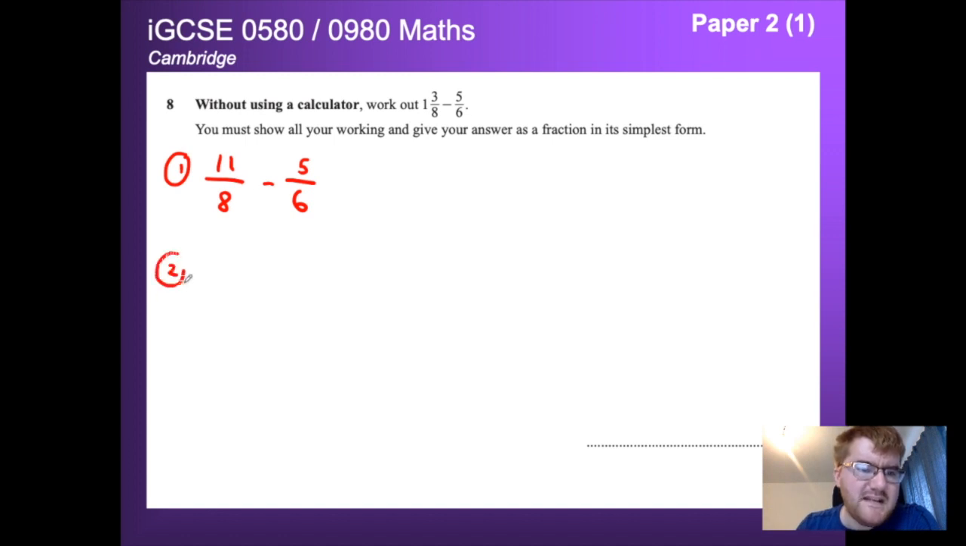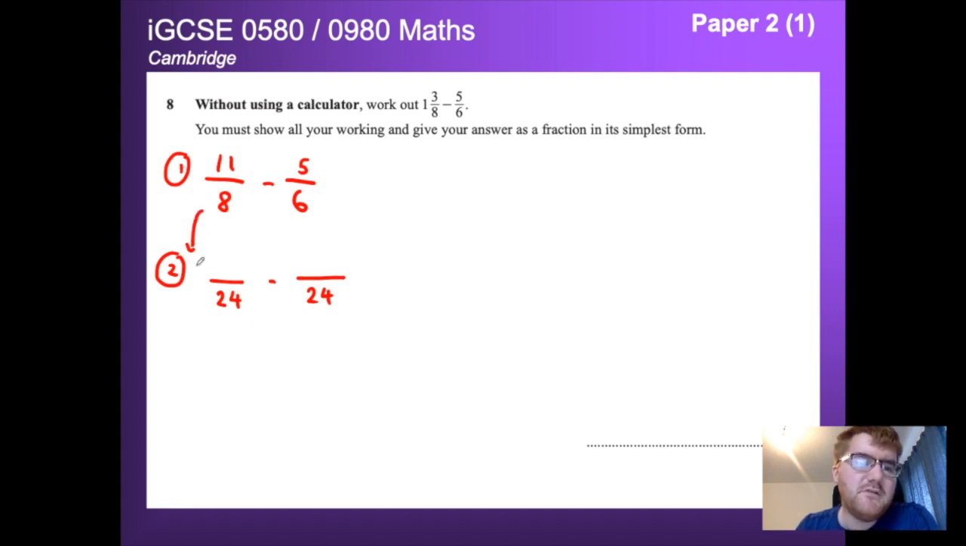Step 2, we need to find a common denominator. Now we could times them together and do 8 times 6 is 48, but there is a lower common multiple, which is 24 instead. Notice 8 times 3 is 24, 6 times 4 is 24. So 24 also works, and will keep the arithmetic a little bit easier. So we want to change each of these fractions into out of 24.